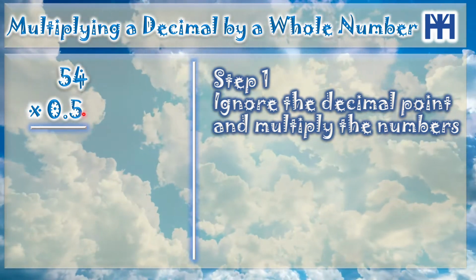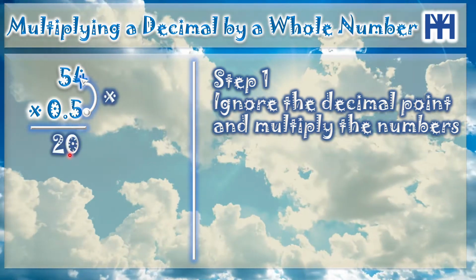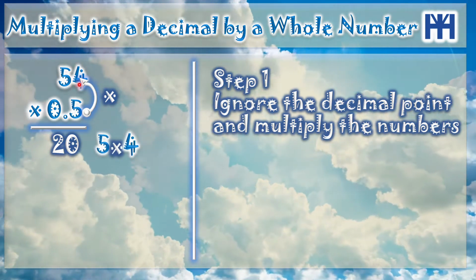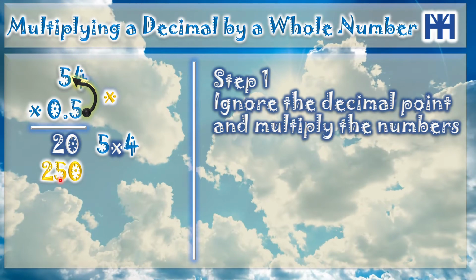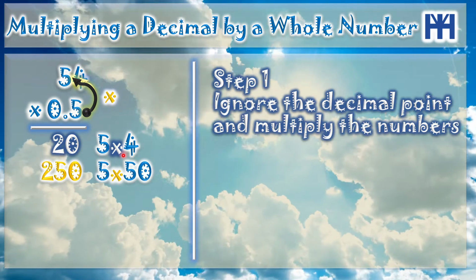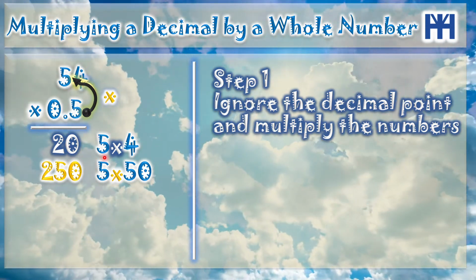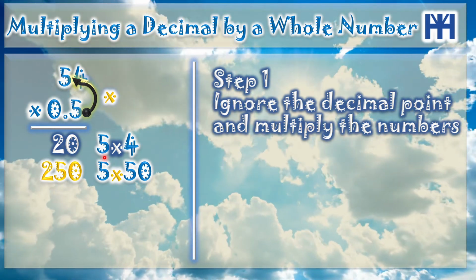First, we'll multiply 5 by 4, so 5 times 4 is 20. Then 5 times 50, it will be 250. So 20 here is the result of 5 times 4, and 250 here is the result of 5 times 50. You see, we pretended like the decimal point is never even there.